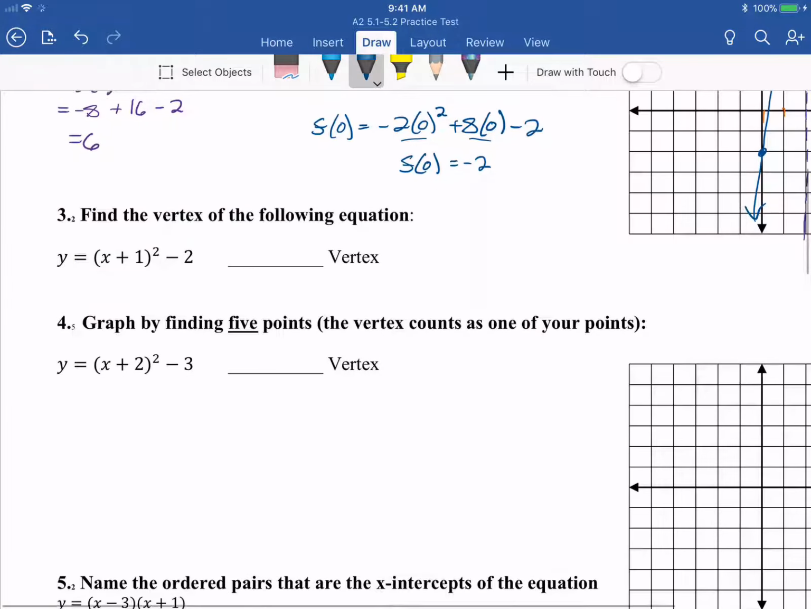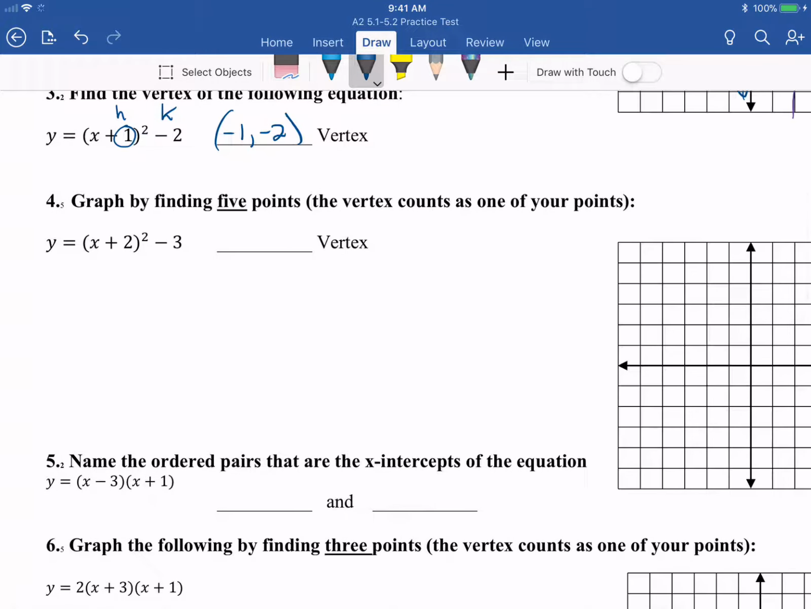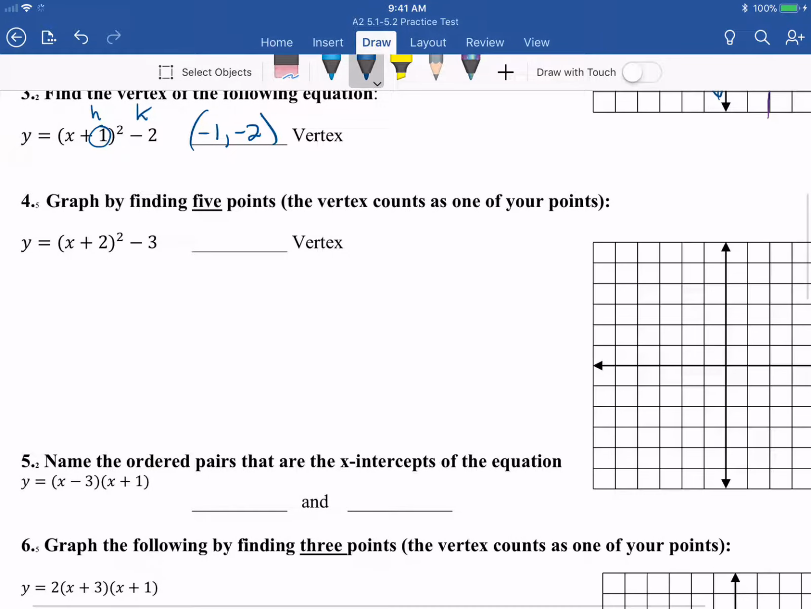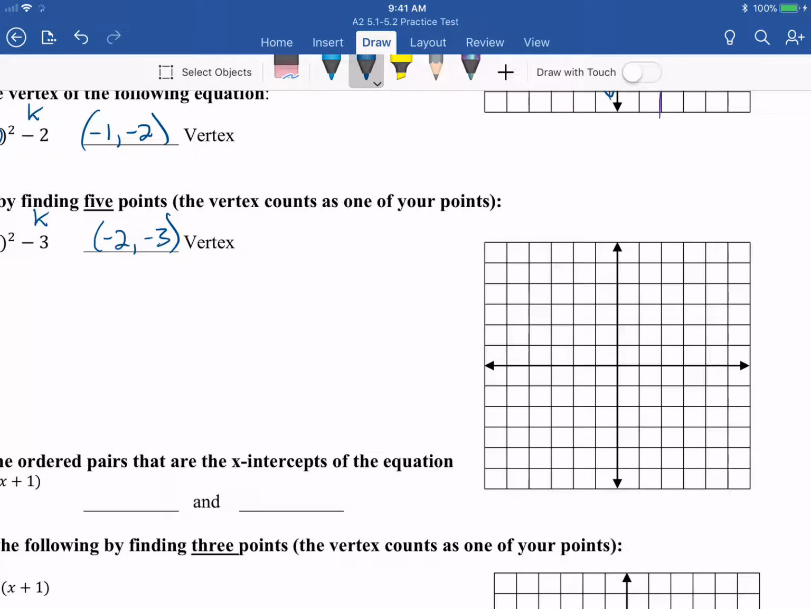I have vertex form. This gets a little bit easier each part that we go through here. Remember, in vertex form, your vertex is your h and your k. Remember, your h is always the opposite of what it looks like. So my vertex here is -1, -2 for that one. Now, if I keep going on, number 4 asks me to graph this guy. So I have to find my vertex first. Again, my h and my k. I get -2, -3. So if I go -2, -3, it's down right there.